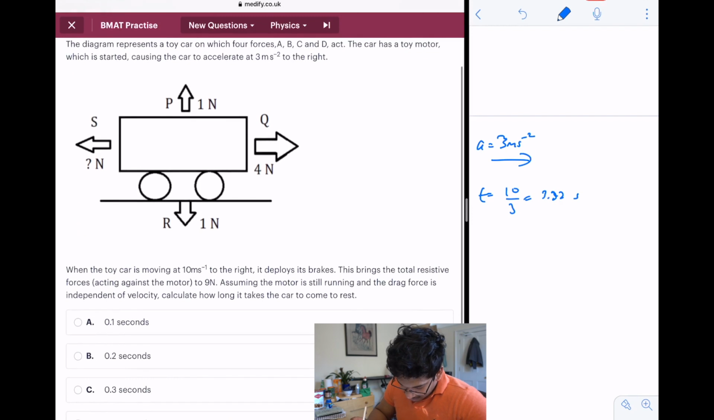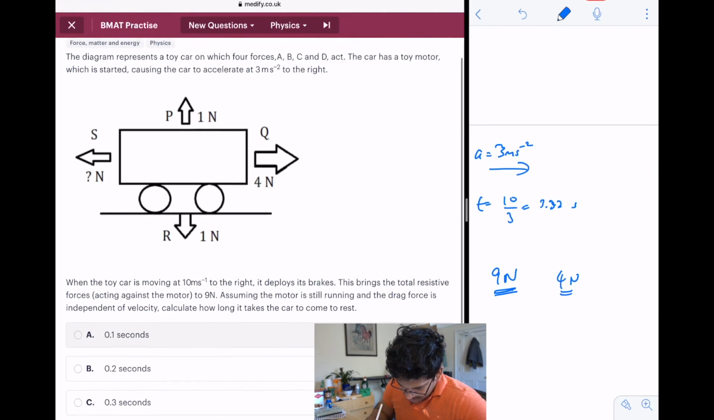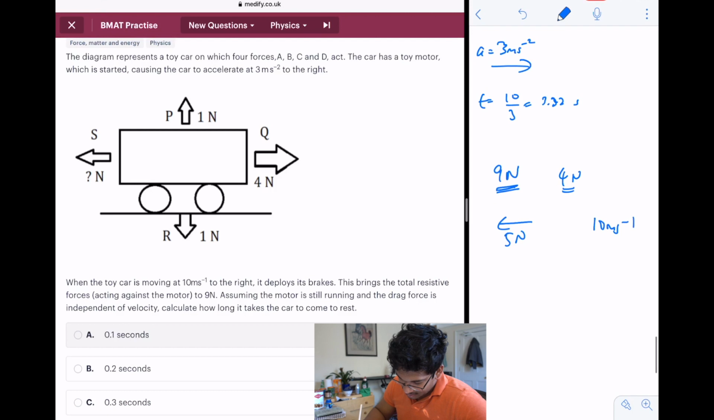Great. So we've got a 9 newton force, 9 newtons versus 4 newtons. So the net force is 5 newtons that way. Great. And it's traveling at 10 meters per second. So we need to work out how long it takes for it to come to rest.